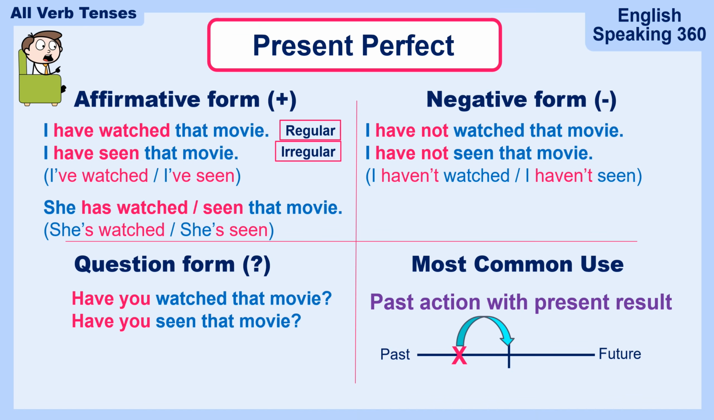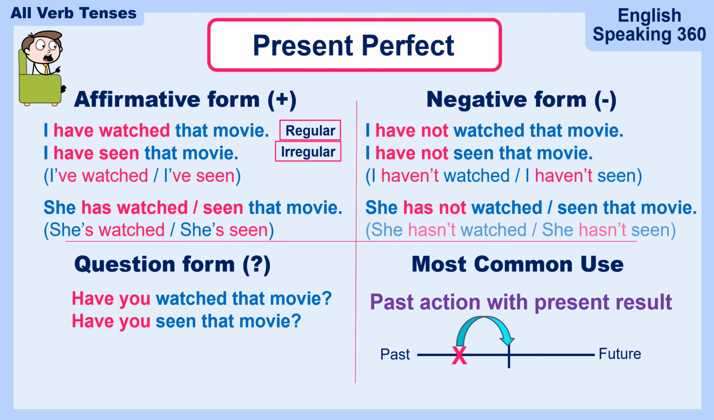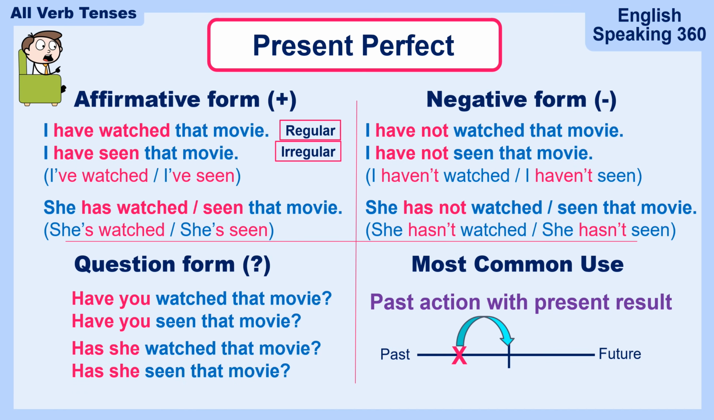She's seen that movie. Negative form, she has not watched that movie. She has not seen that movie. The contraction is, she hasn't watched that movie. She hasn't seen that movie. Now the question form, has she watched that movie? Has she seen that movie? Perfectly good questions.